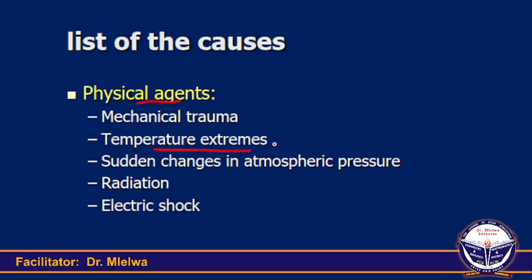Unaona? So the reason behind this death of the cell, or cell injury, because cell death is the irreversible cell injury. Yani reversible cell injury, maana ki cell imekuwa injured but it can restore its original condition. Irreversible cell injury, maana ki cell imekuwa injured but it can't restore its original condition. So cell death actually is irreversible cell injury. So temperature extremes can cause different effects in the cell, and these effects can lead to cell injury.